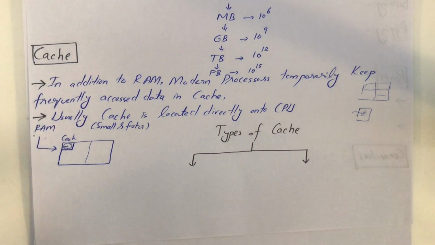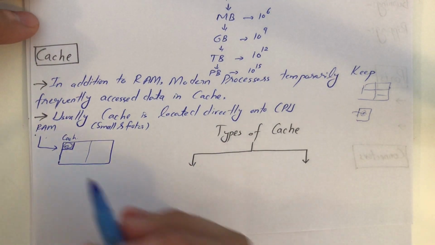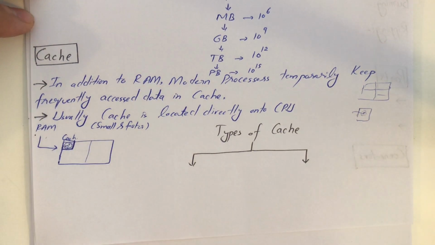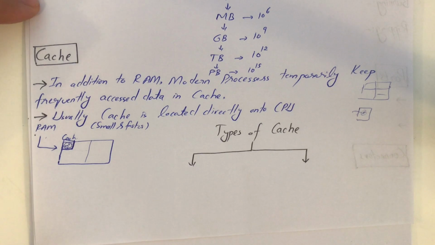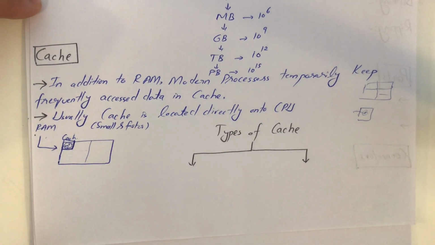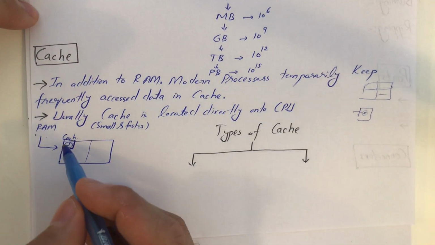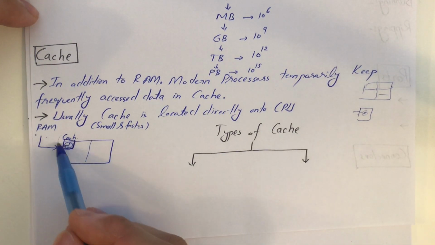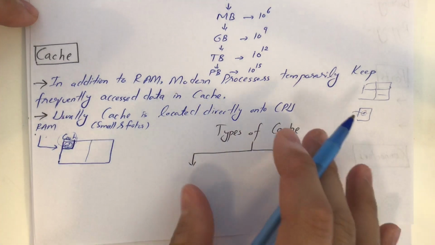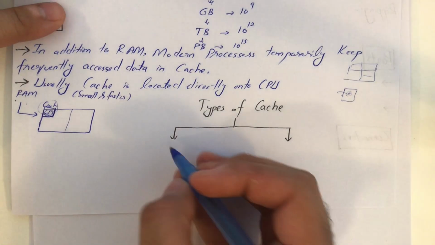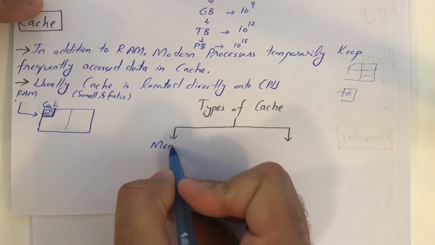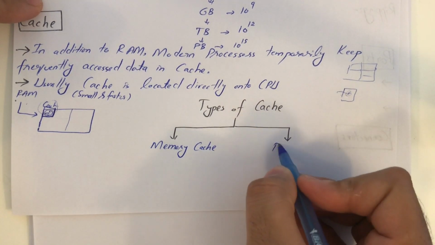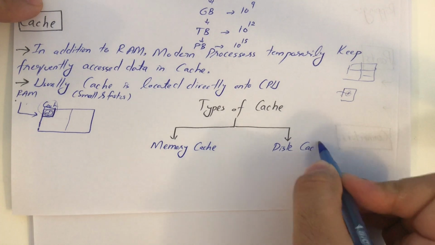So let me repeat. Cache is a memory which is directly located onto the processor, and it holds recently fetched, recently executed, or frequently accessed instructions. So you don't have to go back and get the instruction from RAM. If the same program is running, you can get the instruction from cache. So cache can be of 2 types mainly. First is called memory cache, which we are talking about. Second is called disk cache.